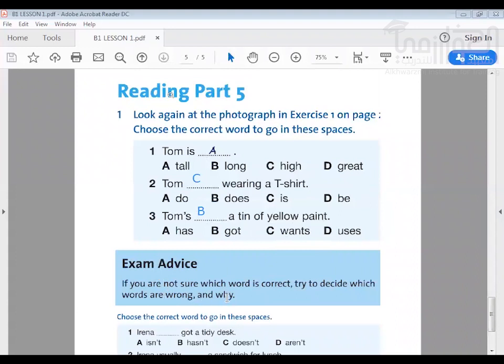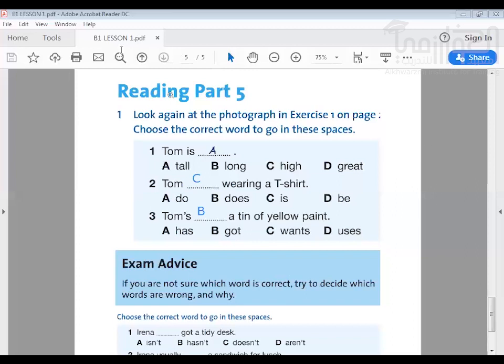If you are not sure which word is correct, try to decide which words are wrong and why. Sometimes the question will be very difficult for you. You don't know. Now, if you don't know the correct answer, look for the wrong answers, the one that is not correct. When you know which answer is not correct, you cancel them one by one. You cancel the wrong answers first. Then you'll be left with only the correct answer. Then you choose that one.